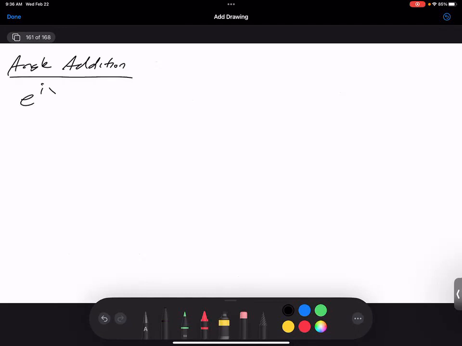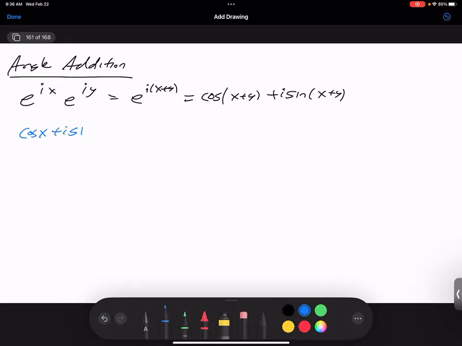E to the ix times e to the iy is e to the what? E to the i times x plus y. And then this would be cosine of x plus y plus i sine of x plus y. And now we can expand. This is cosine x plus i sine x. This is cosine y plus i sine y.